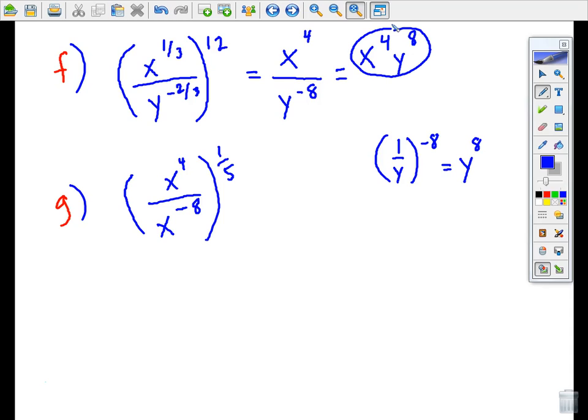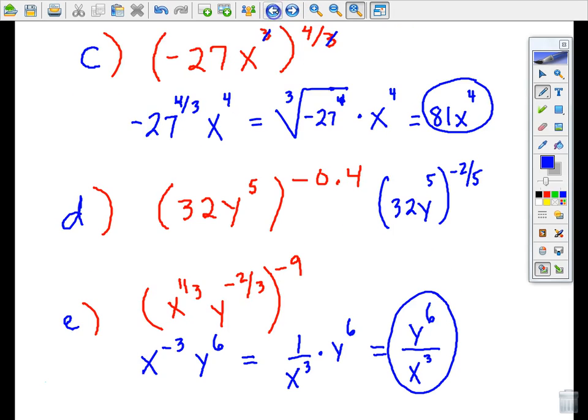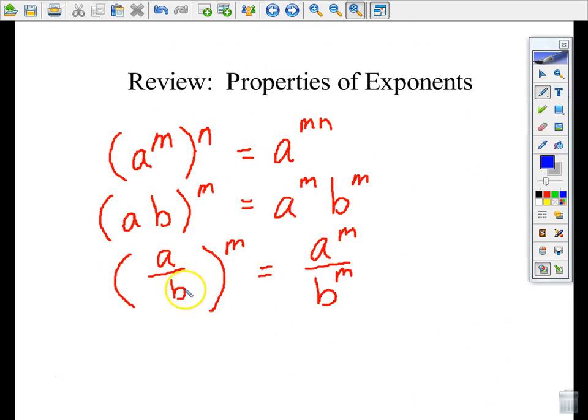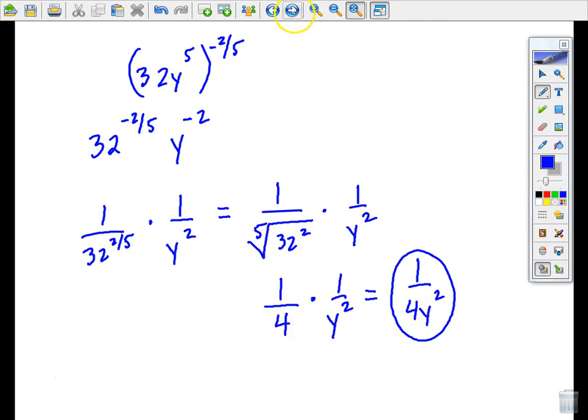Okay. Letter G is a little different because unlike my problem in F where I'm dividing unlike bases, for G I'm dividing like bases. So you really have a choice here. You could attack this in two different ways. I tend to like to go ahead and combine these using the rule... well, I'm not showing that particular rule on that slide.